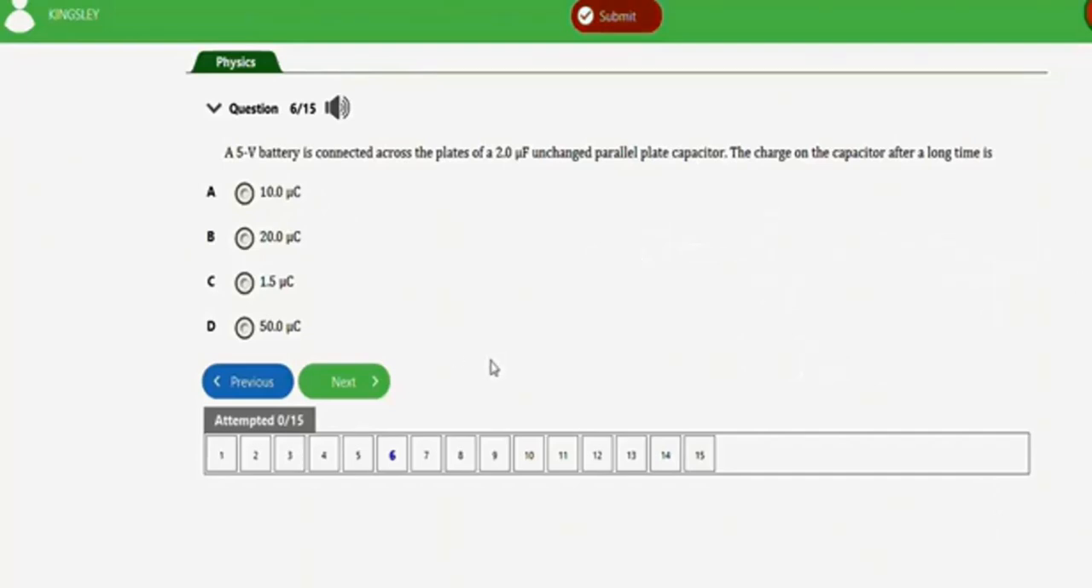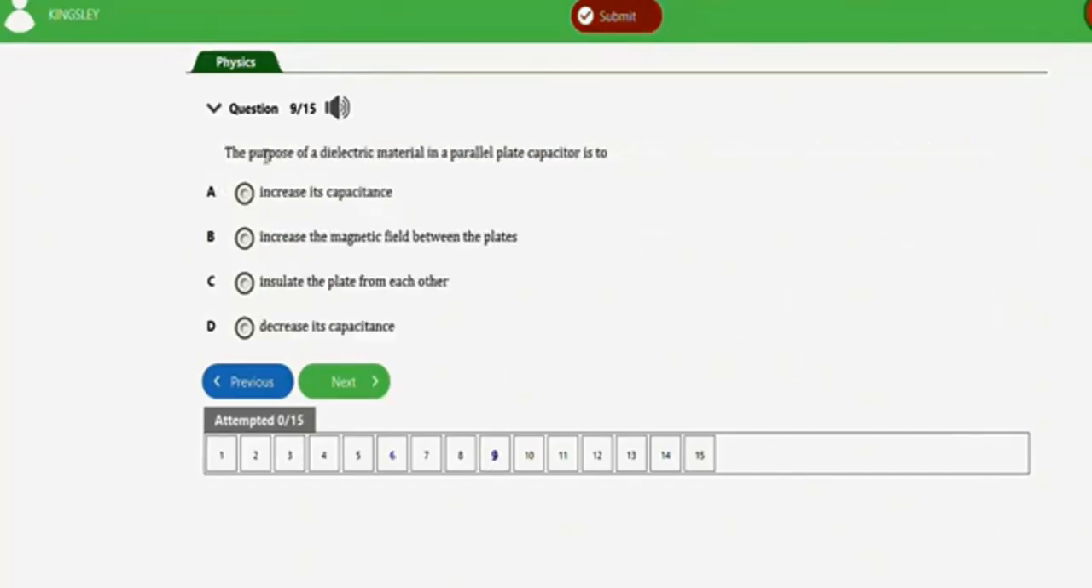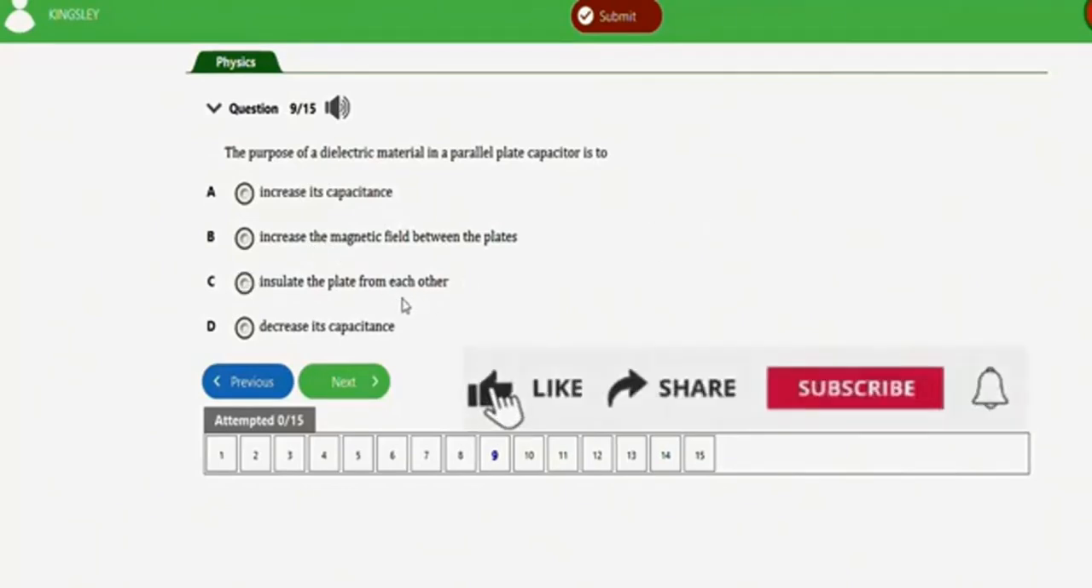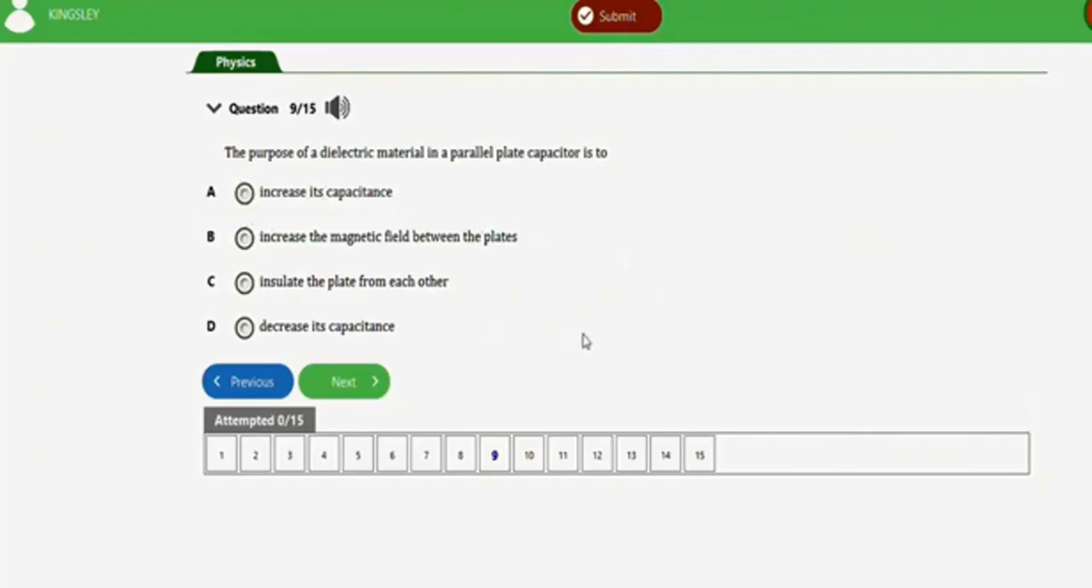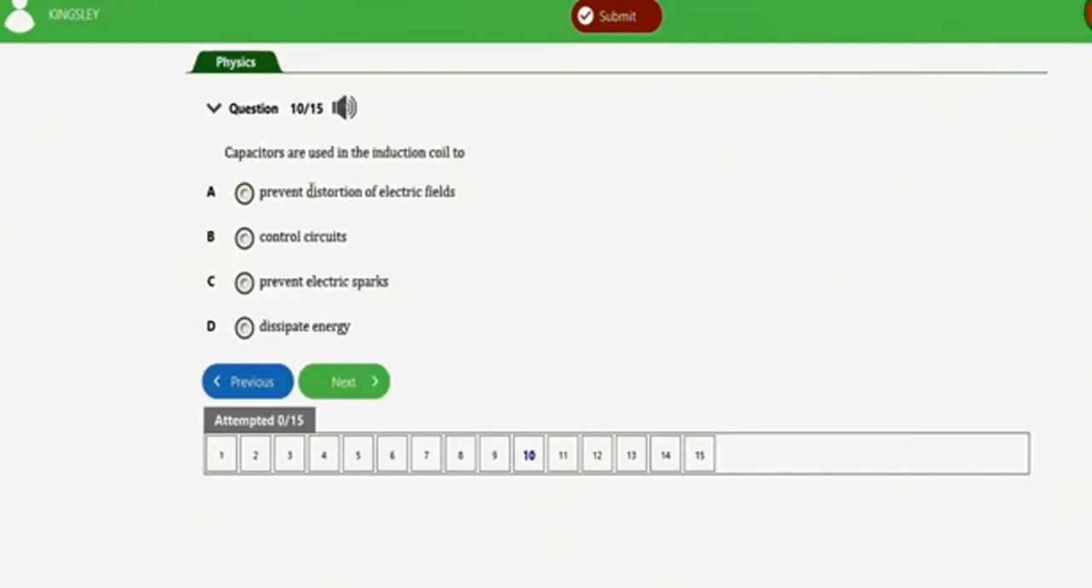So the next repeated question will be this one. It says the purpose of a dielectric material in a parallel plate capacitor is to increase its capacitance, increase the magnetic field between the plates, insulate the plates from each other, decrease its capacitance. So the right option in this question is to increase its capacitance, which is option A. Okay, the next repeated question will be this one. It says capacitors are used in the induction coil to prevent distortion of electric field, control circuits, prevent electric sparks, dissipate energy. So the right option in this question is option C, which is to prevent electric sparks.